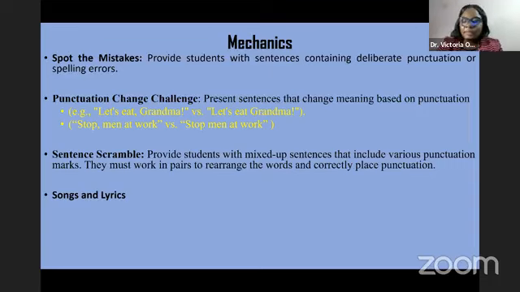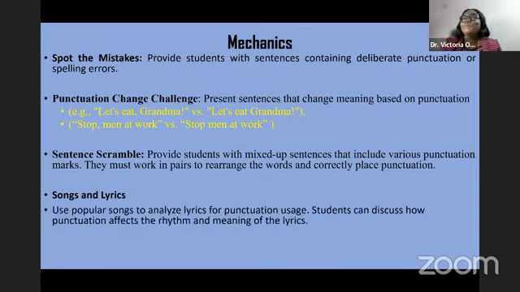Again, we come to songs and lyrics. We spoke about some of the popular songs they like. Within these songs, there are punctuations. Even though it is oral, the musician will probably not sing, place full stop. But if the students understand that a comma can be used to indicate a pause, a full stop can be used to indicate a stop.